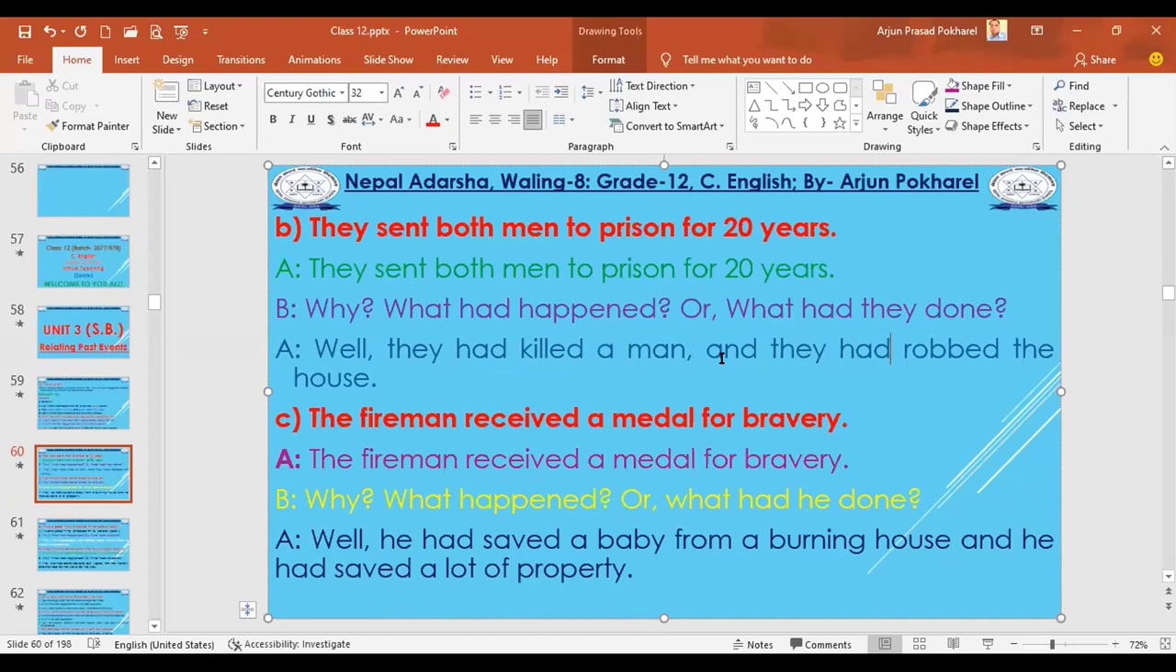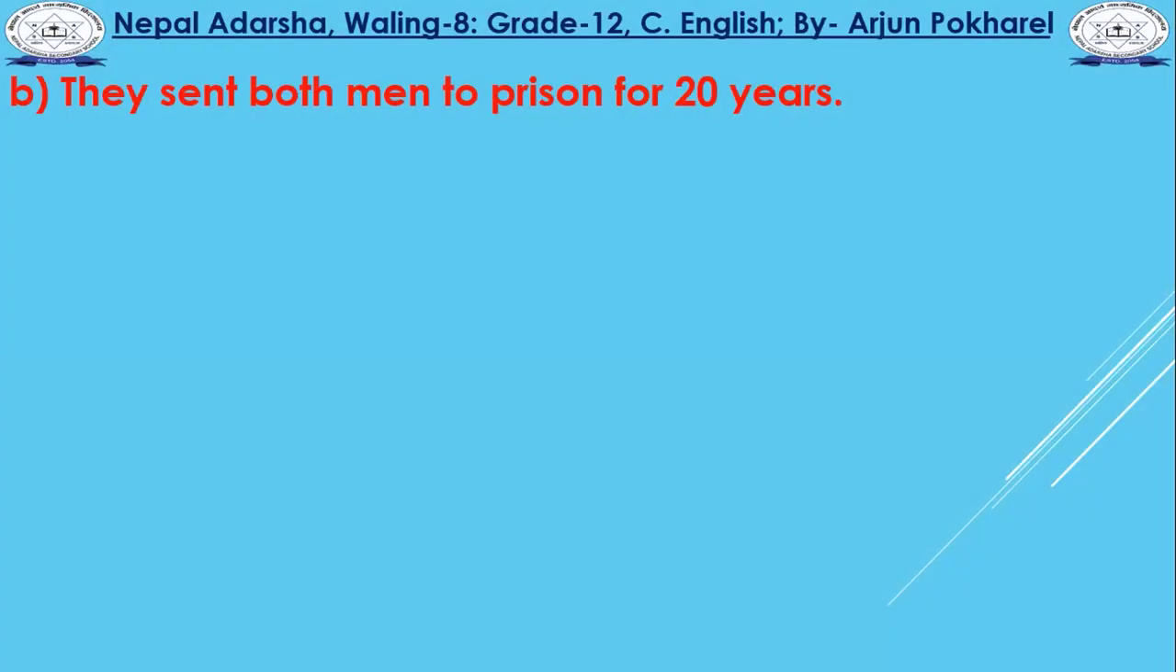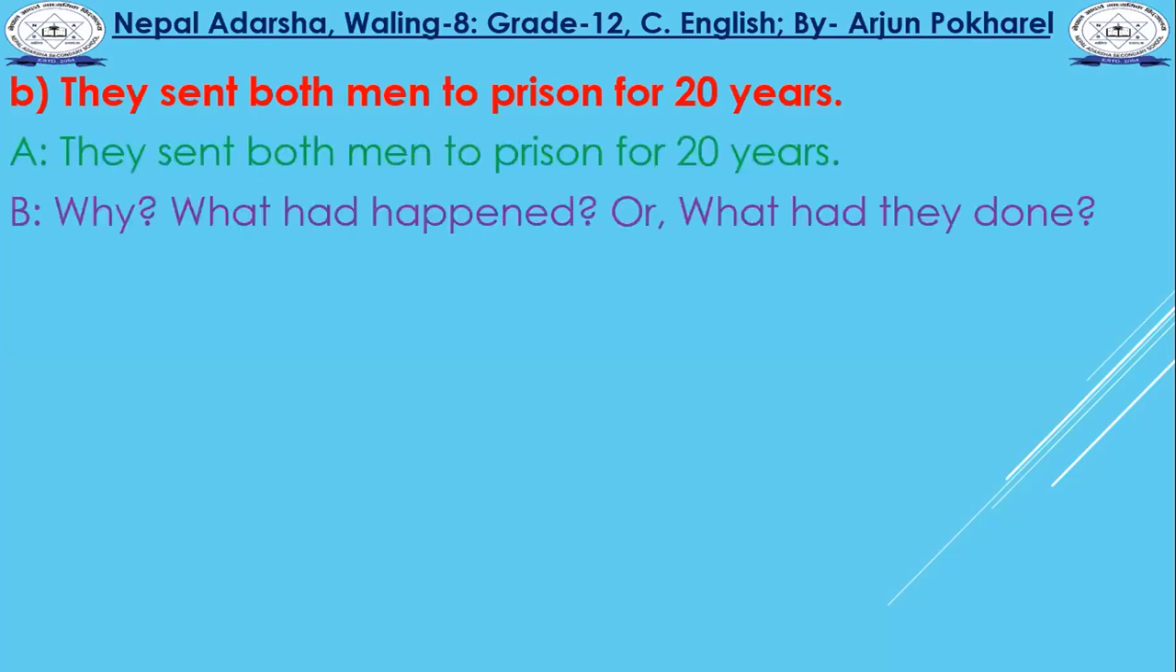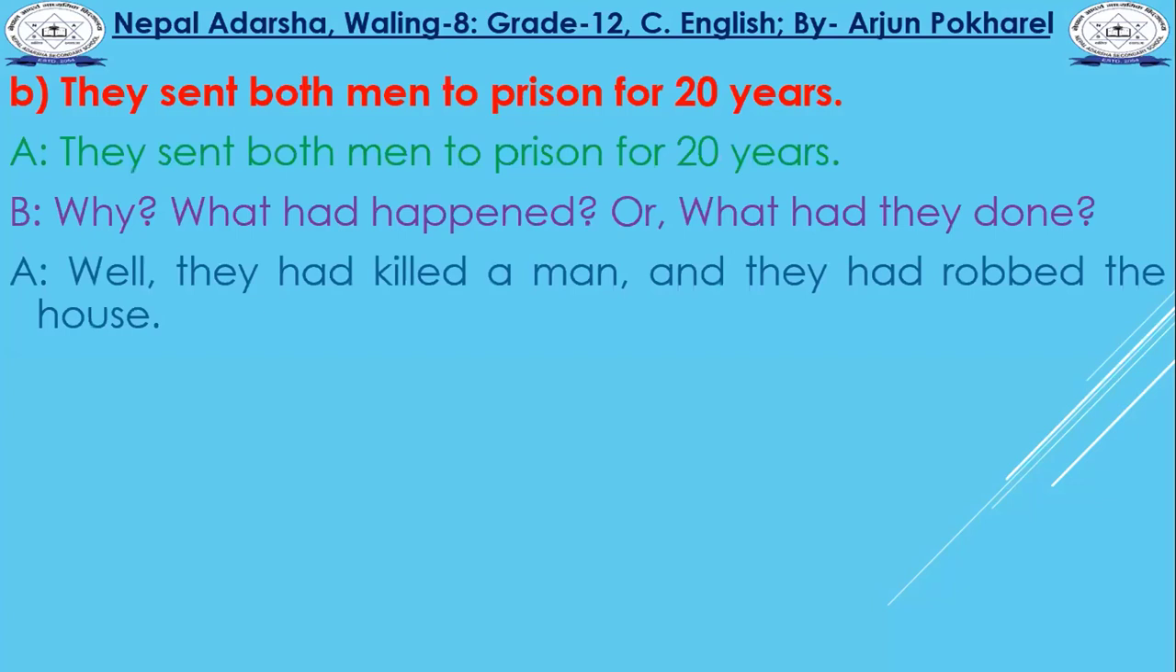Now, why, what happened, or what had they done? Well, they had killed a man and they had robbed the house. After killing, people will be sent to prison for 20 years, because when they kill a person, they will be sent to prison for 20 years. That's why you have to write one sentence there.